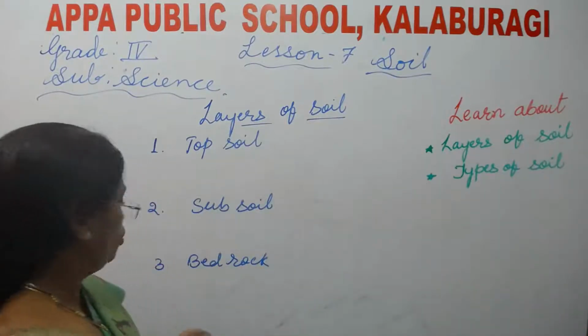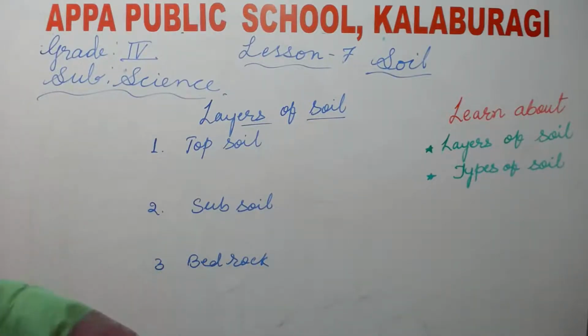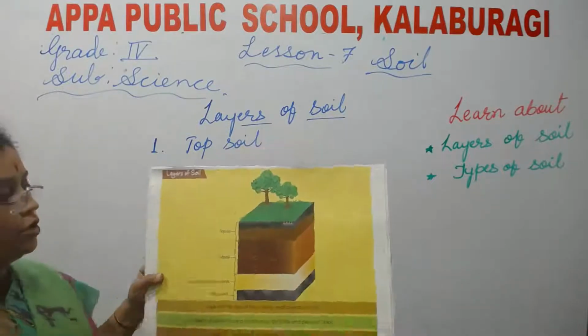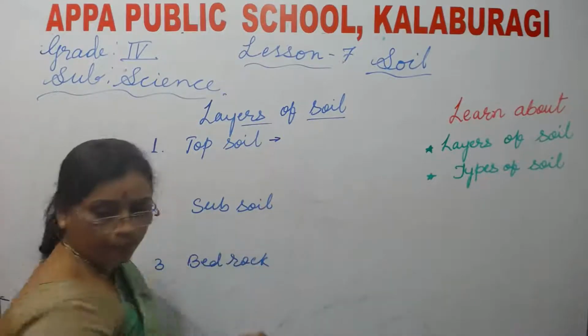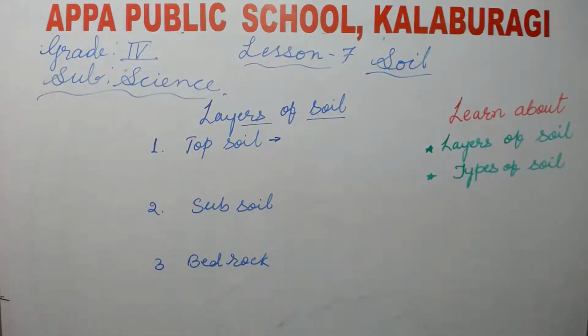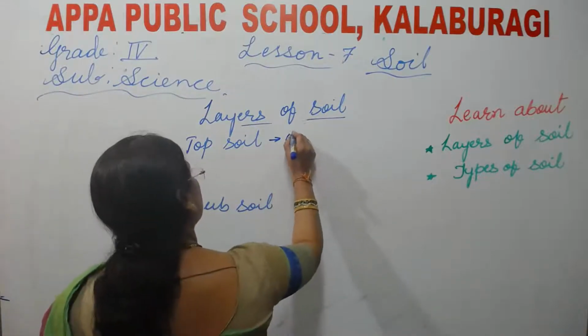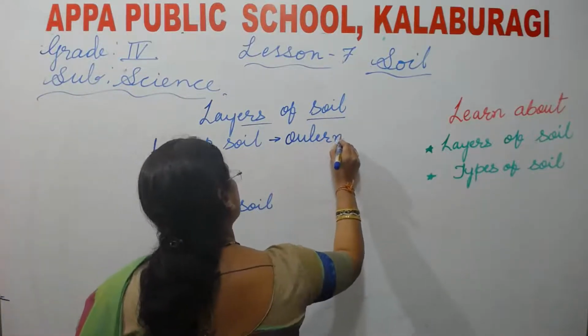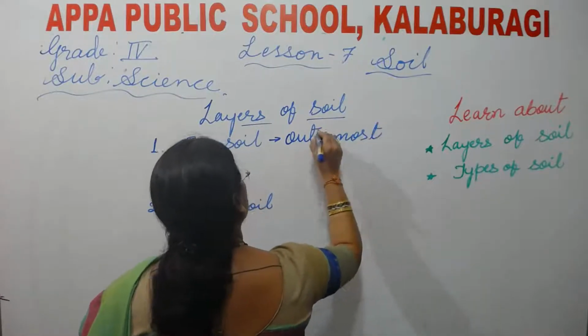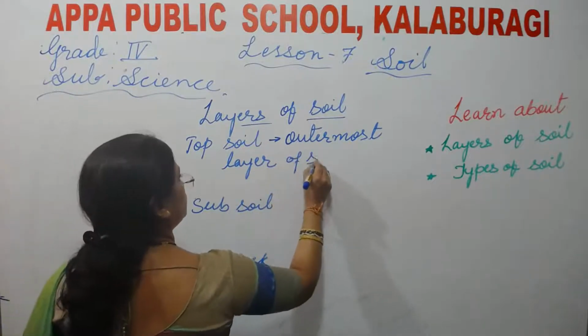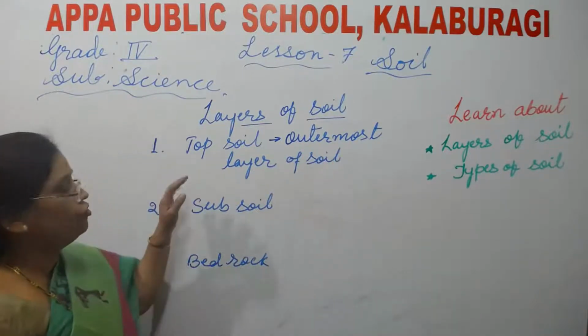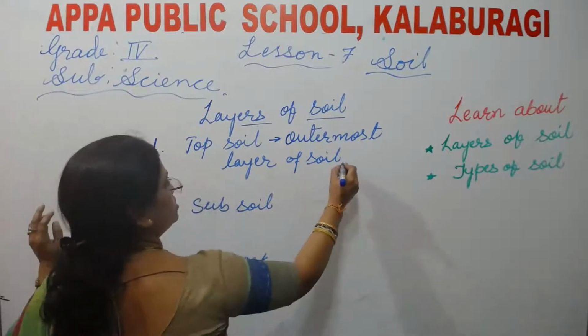So now, topsoil. Where can you find the topsoil? Yes, children, where can you find the topsoil? It is the outermost layer. What is it? Topsoil is the outermost layer of soil.